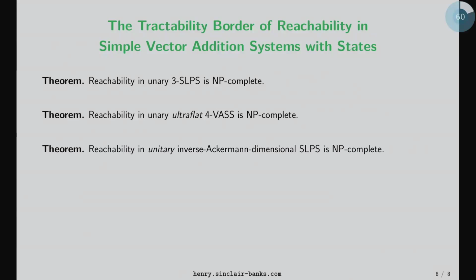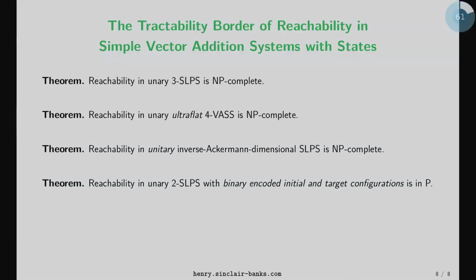And then you go even simpler to unitary systems. And now it's just theoretically interesting at this point. It's like, how simple can your VASS be whilst reachability is challenging? I won't bother defining unitary. And somehow, what on earth is an inverse dimension simple linear path scheme? Come and ask me if you're interested. And then after all, this is the tractability border.